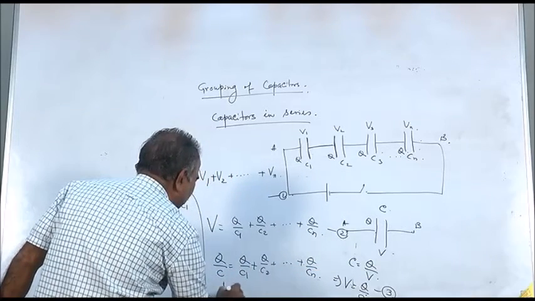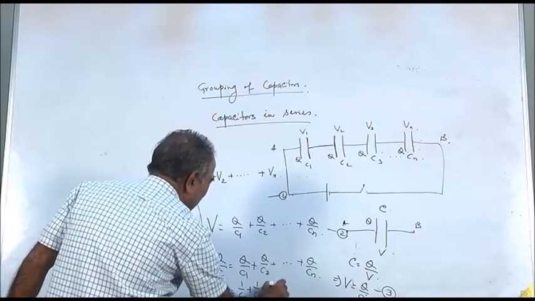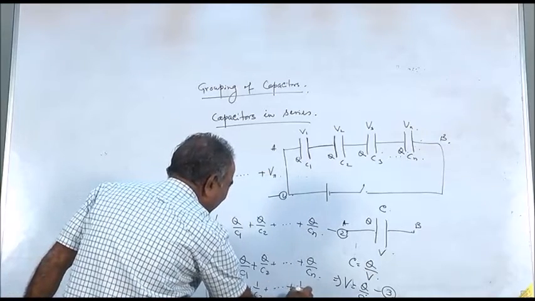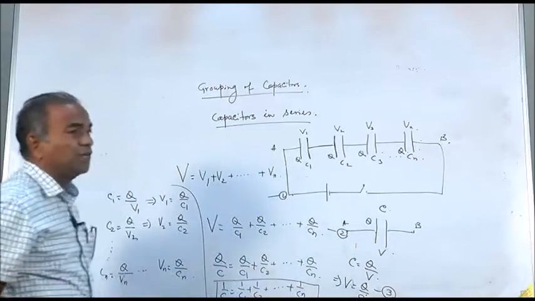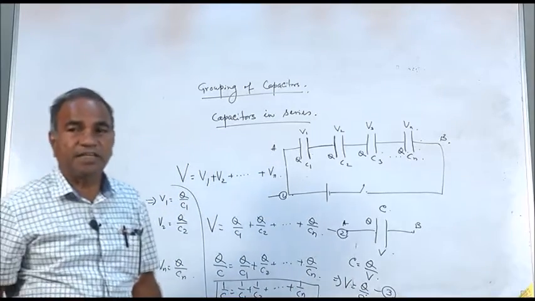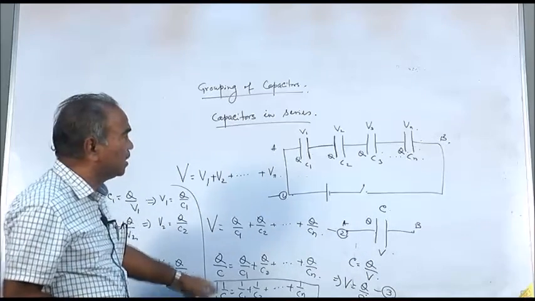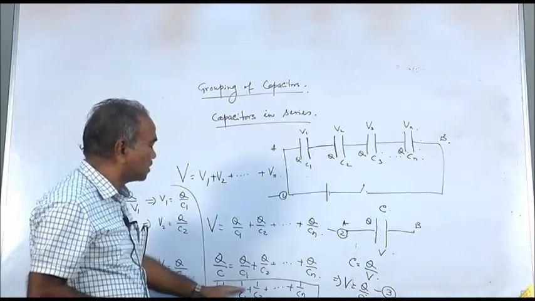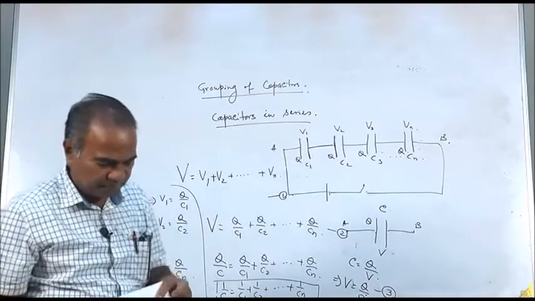So 1 by C is equal to 1 by C1 plus 1 by C2 up to 1 by Cn. That means if a number of capacitors are joined in series, then the reciprocal of the resultant capacity of all capacitors will be the sum of the reciprocals of the individual capacitors.